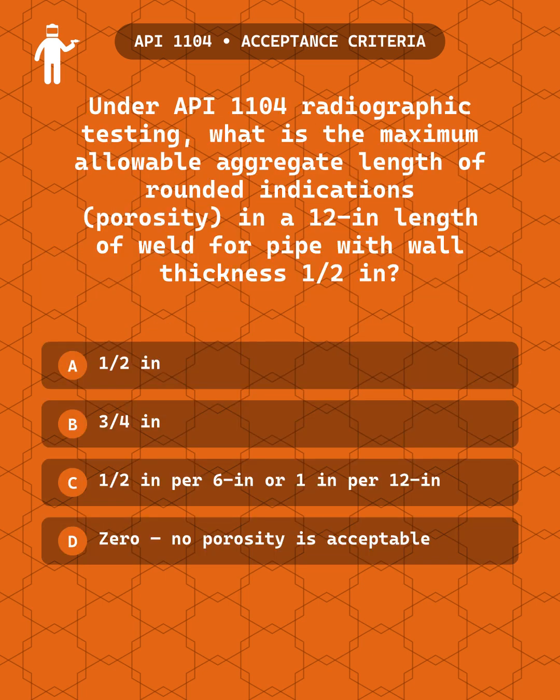Question 8. Under API 1104 radiographic testing, what is the maximum allowable aggregate length of rounded indications in a 12-inch length of weld for pipe with half-inch wall thickness? A. Half-inch, B. 3/4 inch, C. Half-inch per 6 inches or 1 inch per 12 inches, or D. 0. No porosity is acceptable?